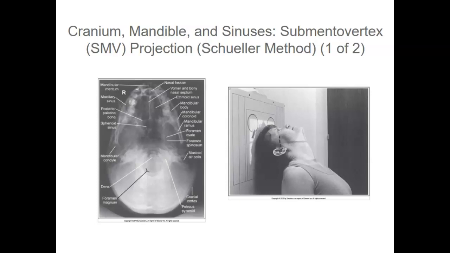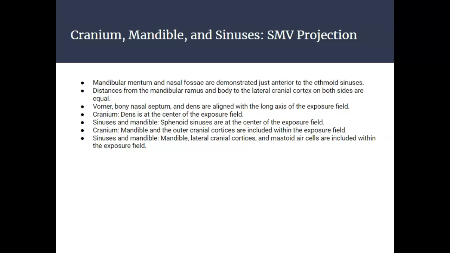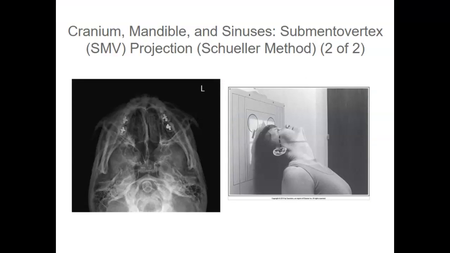For the sinuses and mandible, your central ray is going to be perpendicular to the mid-sagittal plane at a level of 1.5 to 2 inches inferior to the mandibular symphysis. I have included your image analysis guidelines for you on this slide. You can review this at your leisure. And here is another projection of the SMV.